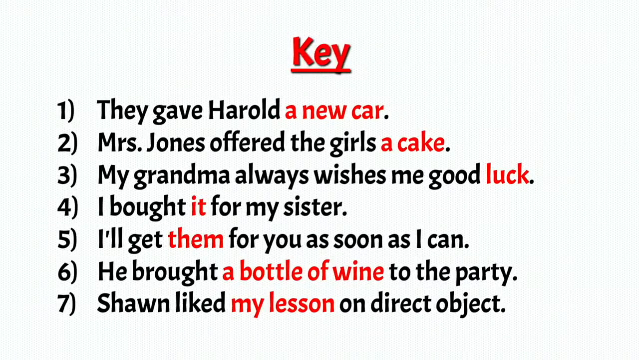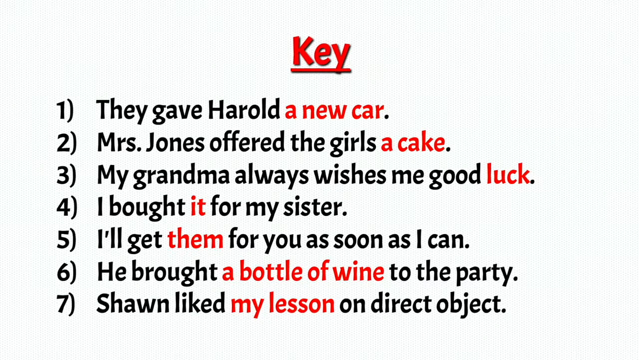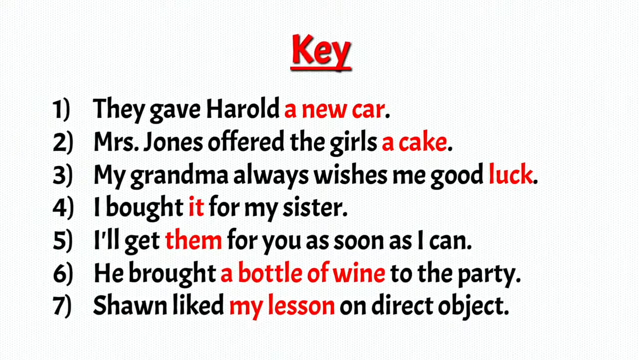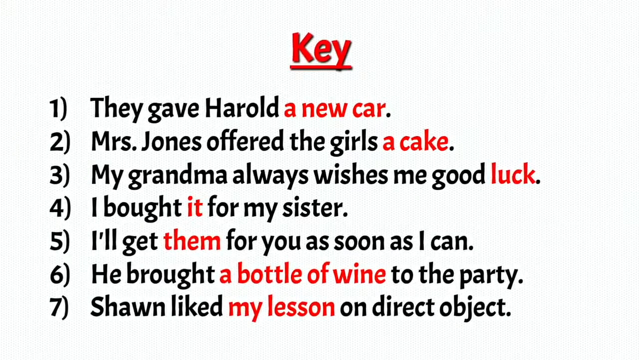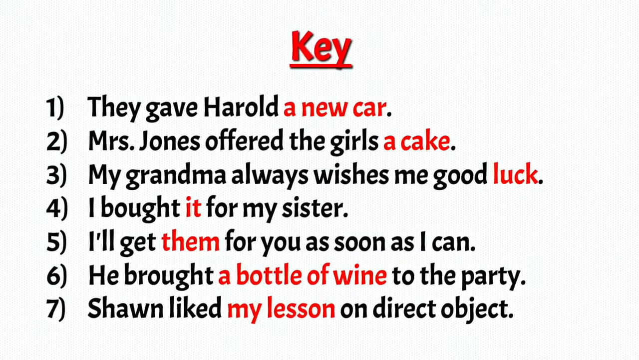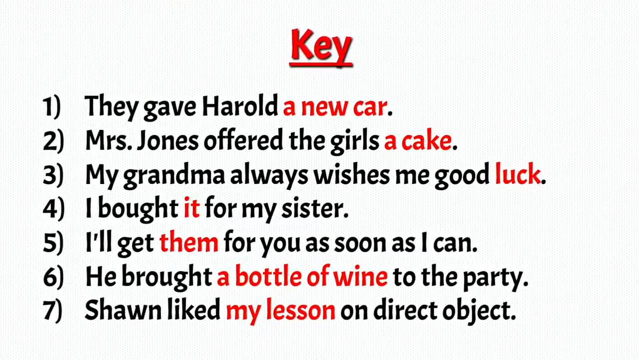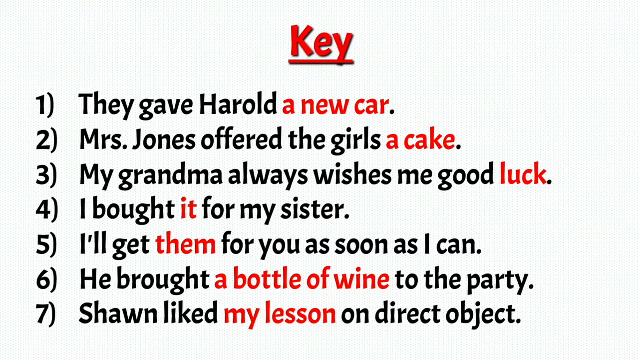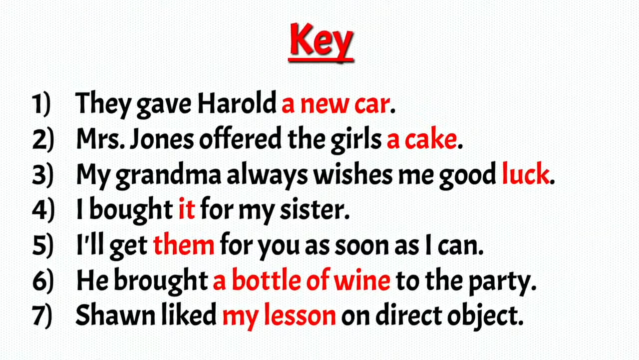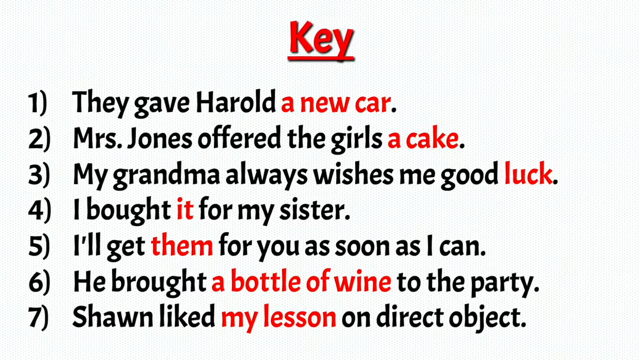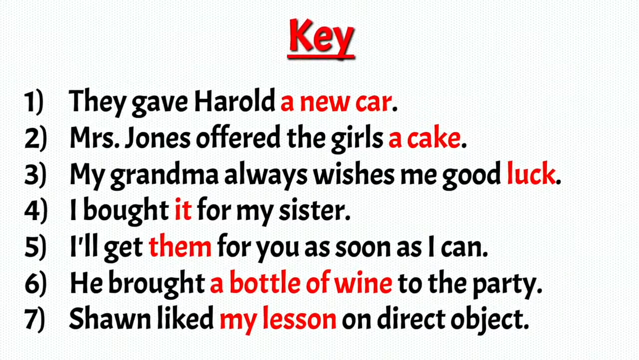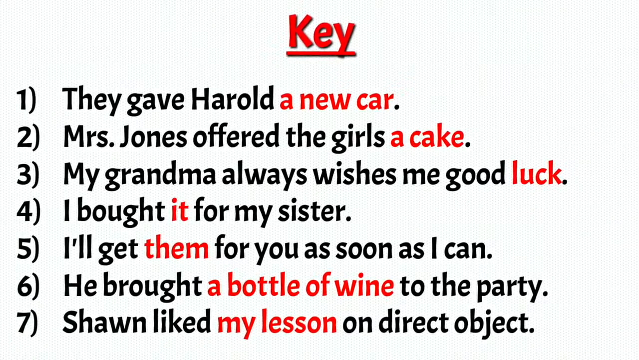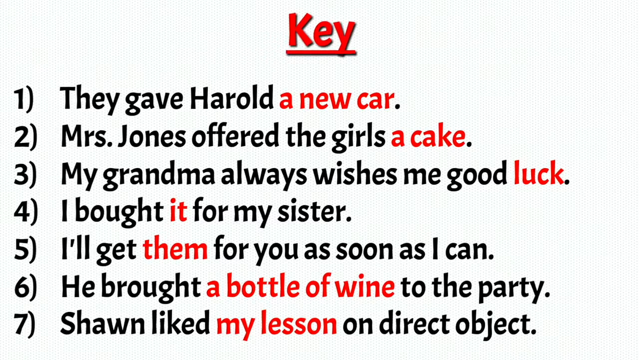This is your key. They gave Harold what? A new car. Miss Jones offered the girls what? A cake. My grandma always wishes me good luck. Luck is your direct object. I bought what? It for my sister. I'll get what? Them for you as soon as I can. He brought what? A bottle of wine to the party. Sean liked what? My lesson on direct object.